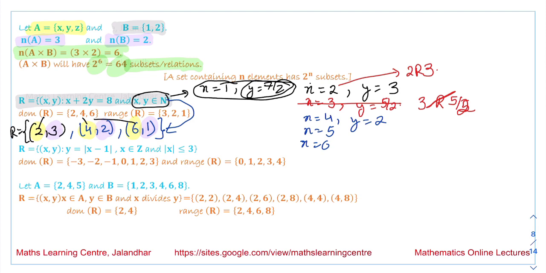Next is R equal to x, y such that y is equal to mod of x minus 1, x belongs to Z, and mod of x is less than or equal to 3. So the mod function we will study in our next slide.